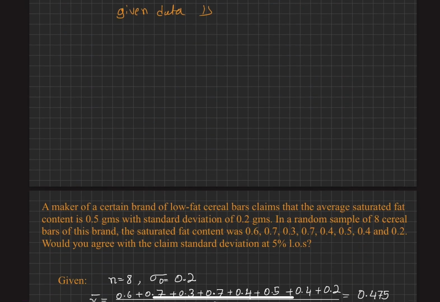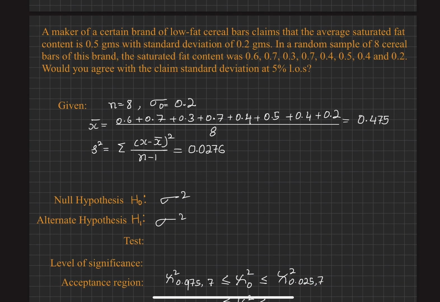So that is one problem. Let us take one more problem. A maker of a certain brand of low-fat cereal bar claims that the average saturated fat content is 0.5 grams with standard deviation of 0.2 grams. In a random sample of 8 cereal bars of this brand, the saturated fat content was observed as given. Would you agree with the claim on standard deviation at 0.5% level of significance?